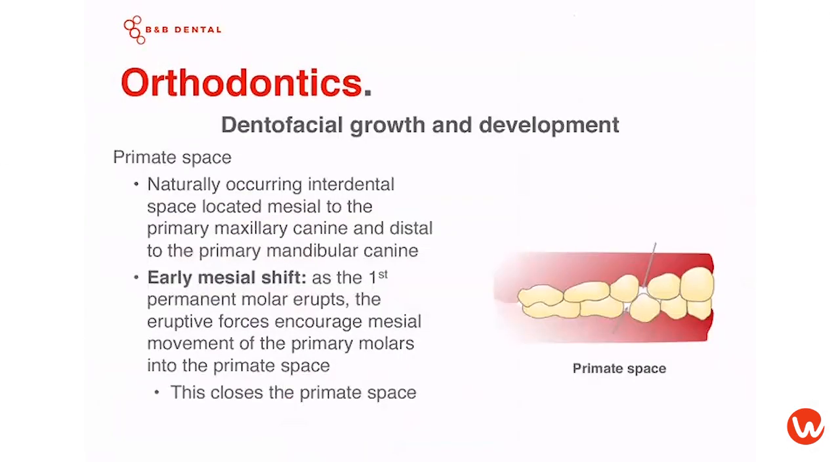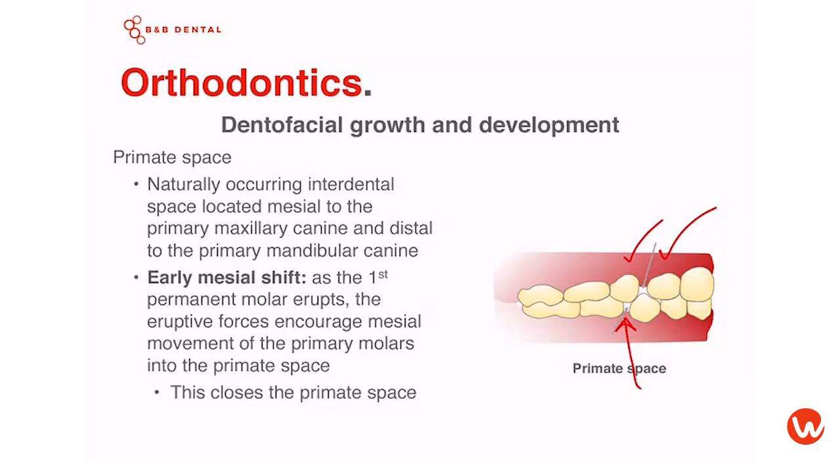Now, moving on, let's talk about some definitions and some specifics to the pediatric occlusion. So one concept is the primate space. I'll have you take a look at this figure right here, where it's the interdental space between that primary maxillary canine and that primary maxillary lateral incisor in the maxillary arch. And in the mandibular arch, that space distal to the primary mandibular canine, and that's mesial to that primary mandibular first molar. And so there's that extra space there that helps with that eruption of those permanent teeth.